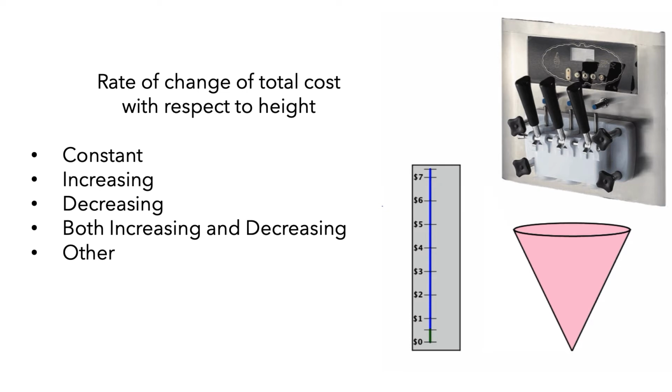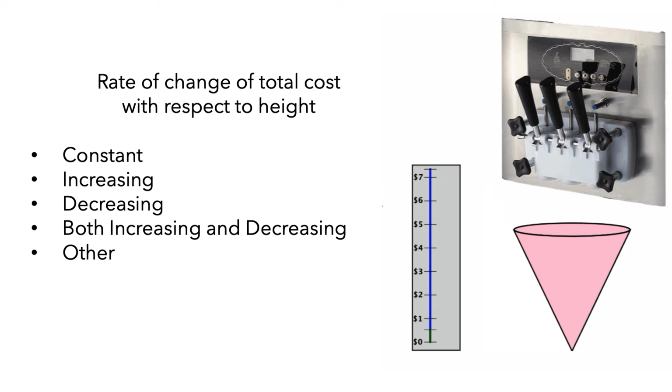Some people think that the rate of change is constant because the level on the scale appears to rise steadily. Others think that the rate of change is both increasing and decreasing because the height of the yogurt in the cone appears to rise quickly and then slowly. However, these two perspectives are first comparing cost to time and then height to time. And we need to compare cost to height.